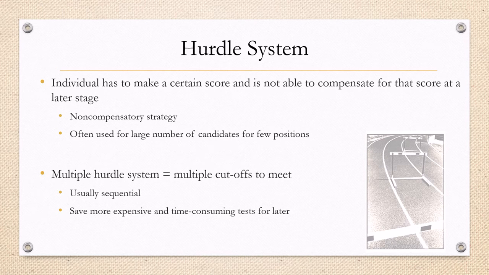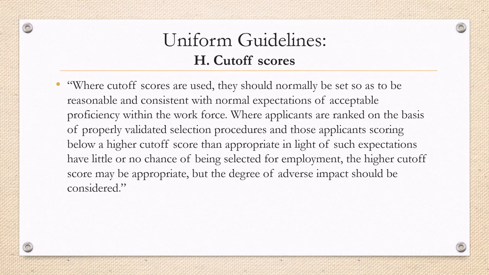In a multiple hurdle system, multiple cutoffs are needed to be met, and they're usually sequential. So if you meet the first step of having a minimum GRE score, then you would move on. When using a multiple hurdle system, it's useful to save the more expensive and time-consuming tests for later. And often this may be something like an in-person interview, where it is very expensive to fly someone or to bring someone in.